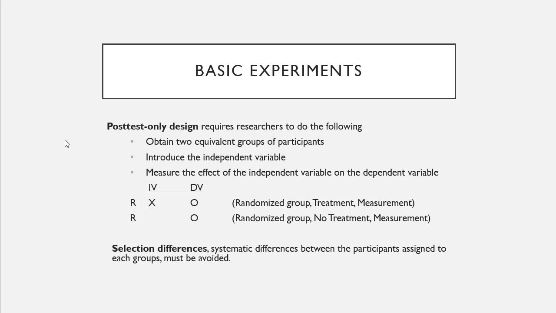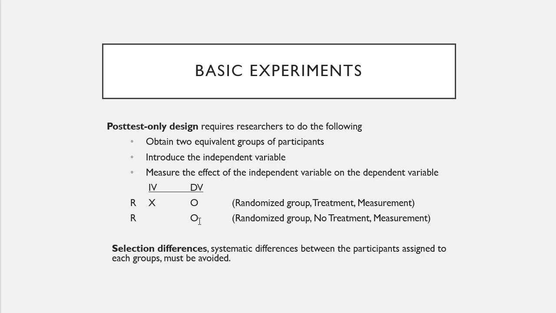In this case, we can graphically represent it by saying R. R means that it's a randomly selected group. So you have one randomly selected group that's going to get the treatment, which is X. And then we have another randomly selected group that is not going to get the treatment. So there's nothing there. There's no effect. And then we measure the outcome, which is represented by an O. So the outcome is from the dependent variable, which is IQ scores. And we have a post-test only. We have a treatment and a post-test to see if the treatment has an effect, and that's it.